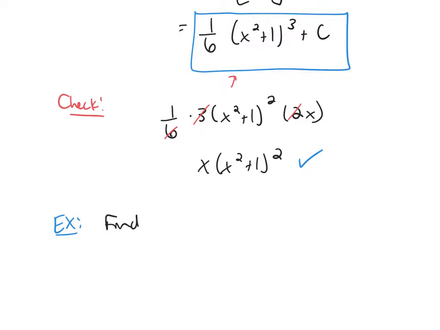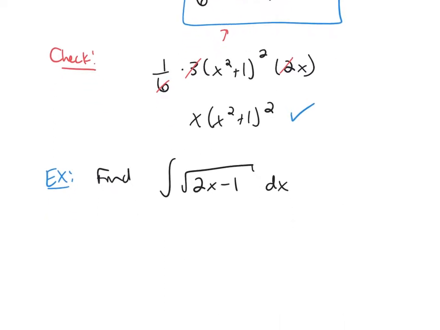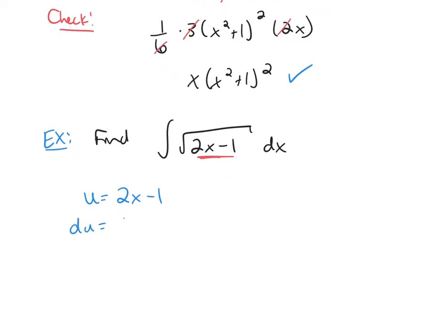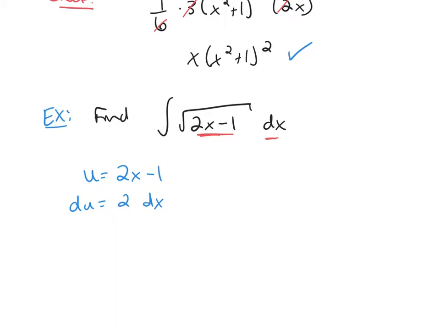Let's find the integral of the square root of 2x minus 1 dx. So again, you're going to look for a composition, which I have here, and the inside of that composition is 2x minus 1. So that's going to be my u. Take the derivative of that equation, du. It's going to be 2 dx. And again, if you look in your integral, you only have a dx there, so I'm going to divide by 2.